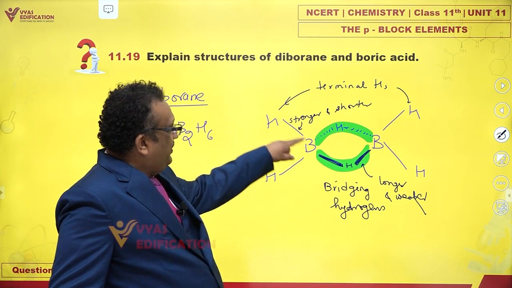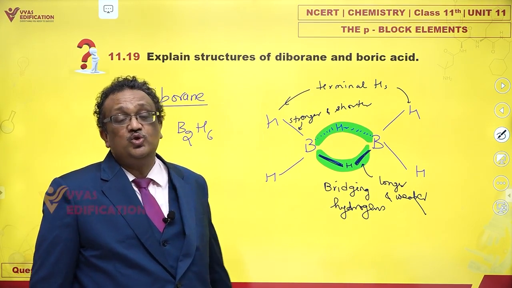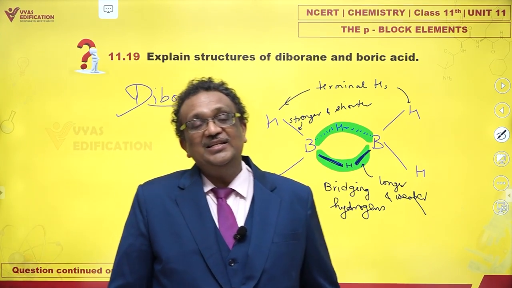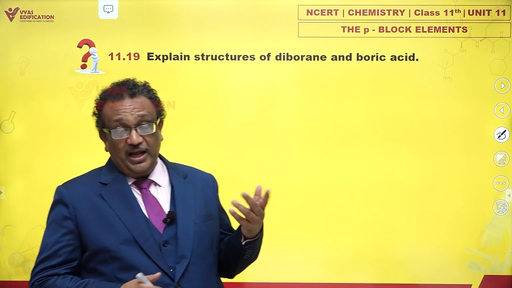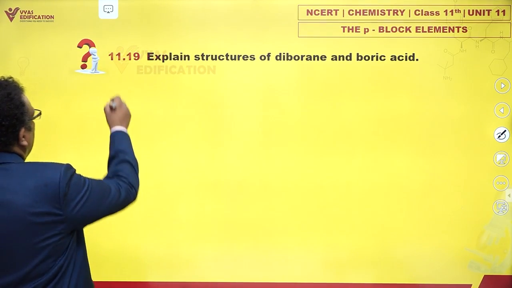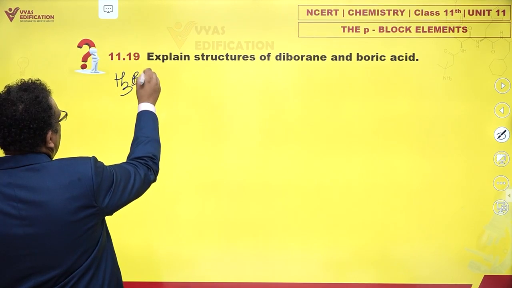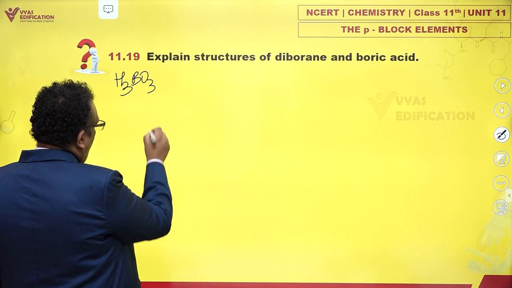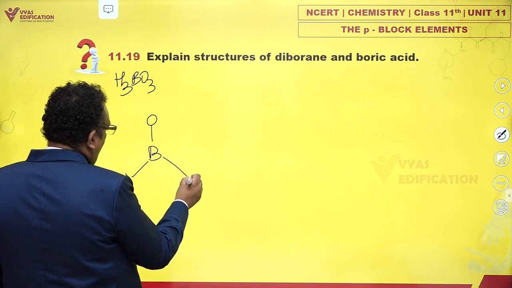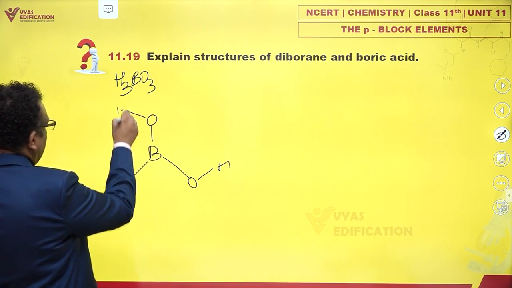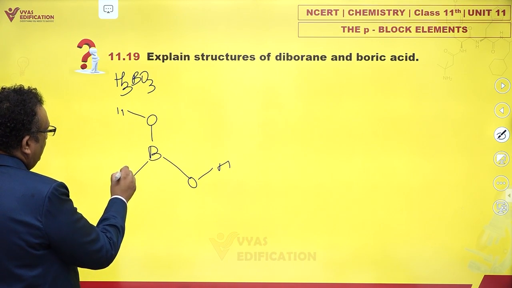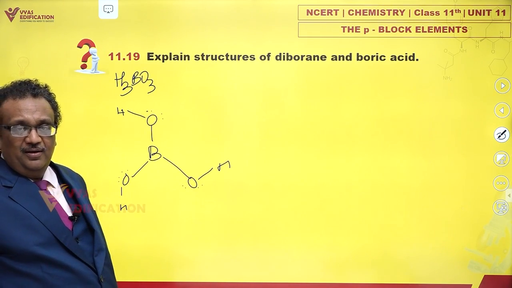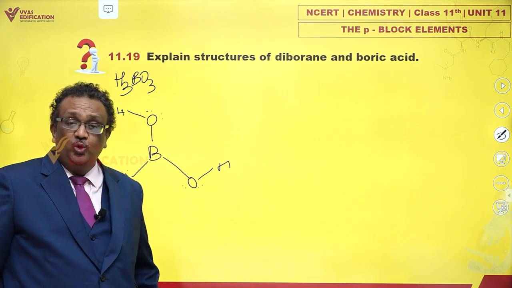The terminal HBH bond angle is close to 120 degrees and the bridging HBH angle is close to 90 degrees. Now let's talk about boric acid. What is boric acid? Boric acid, also called orthoboric acid, is H3BO3. It has boron, it has O, O and O, it has H, H and H, with lone pairs like this.